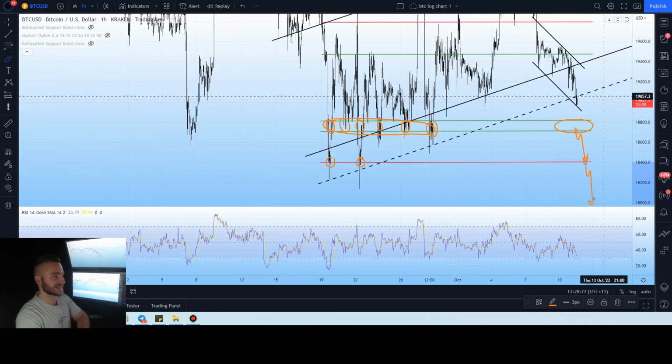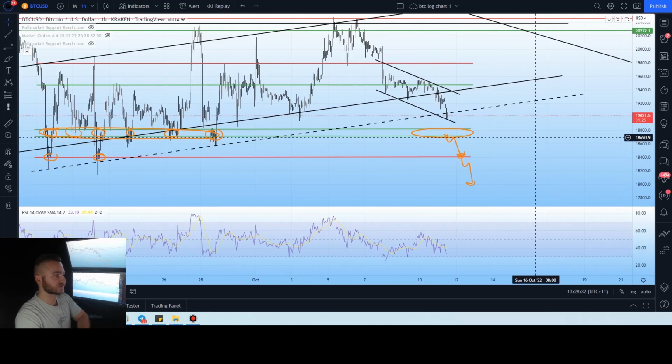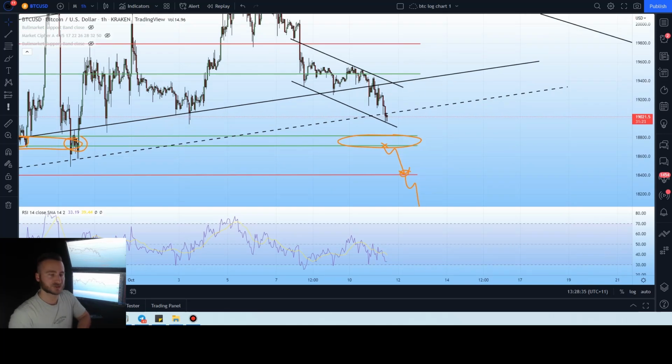Obviously, we've broken down from a major 20-day uptrending support line. We do have that bearish momentum. It is not looking favorable. We have CPI coming out, which could throw an absolute spanner in the works. And we keep saying this.